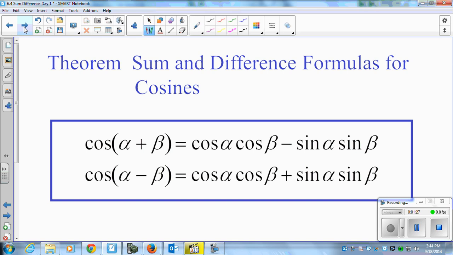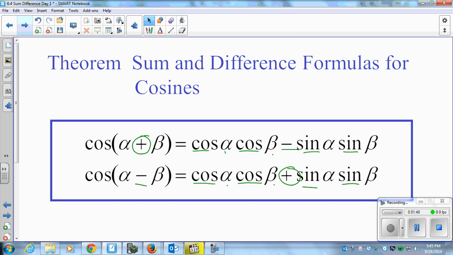So you can see here with your cosines, notice the patterns here. Cosines in the front for both of them. Okay, alpha, beta. If you're adding two angles, it becomes subtraction, and if you're subtracting them, it becomes addition for sine. Notice both these are sine at the end. So we won't have to memorize those. You'll have your identity sheet, but let's go ahead and see how we're going to use these.